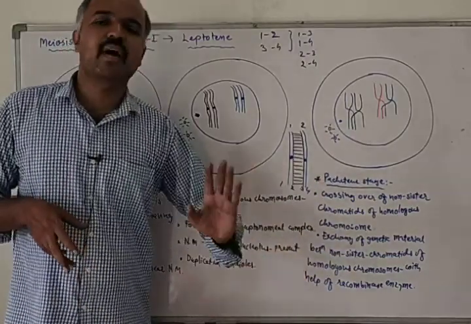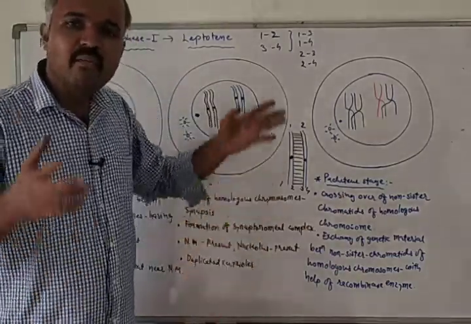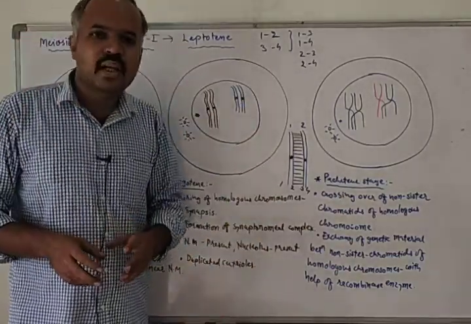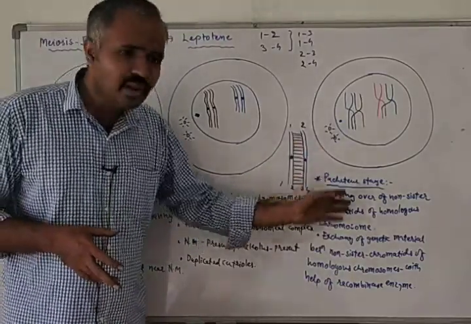So this stage is very important for variation and for evolution of the organism. For variation and evolution of the organism, the pachytene stage is very important. So this is all about the pachytene stage.